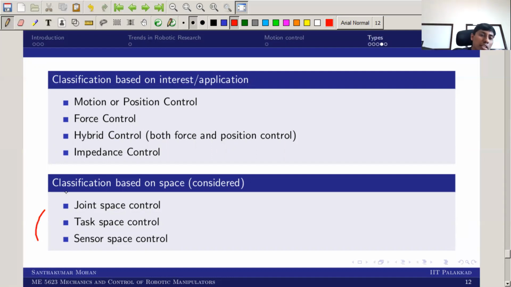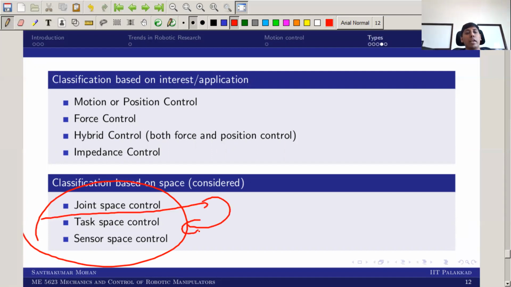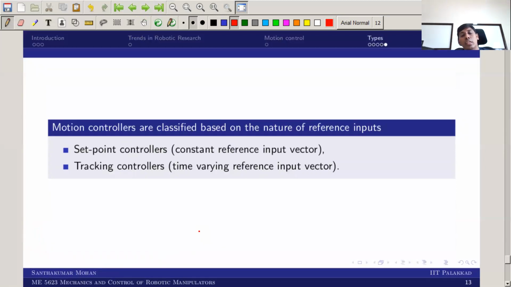So we would be focusing on all three. In specific, we'll see joint space control in detail. The same control technique can be applied with a small modification, and that can be considered as task space or sensor space. On the other end, we are trying to see how motion control comes into the picture, because in the beginning we are focusing on the motion.